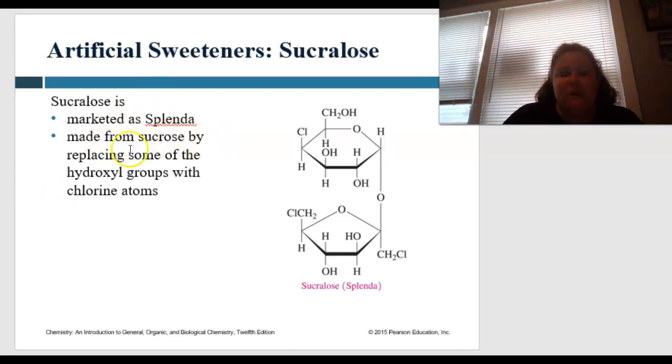So talking about these artificial sugars, when we talk about sucralose, sucralose is marketed as Splenda, and it's made from sucrose by replacing some of the hydroxyl groups with chlorine atoms, okay? So you can see here, this is the chemical structure of sucralose, or Splenda. And you can see we have chlorine, right? So this is what's going to make that Splenda.